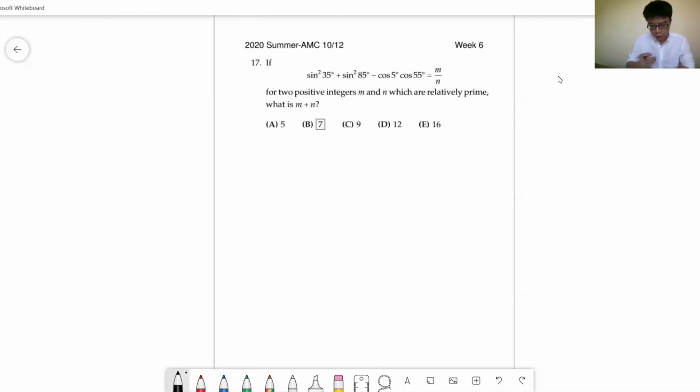All right, let's move to problem 17. So we have the following equation for trig functions. We'd like to find m over n, okay, m plus n. Then, all right, let me recall the law of sine. Based on the angles in the problem, let me draw the following triangle.